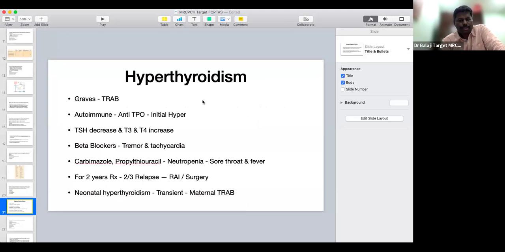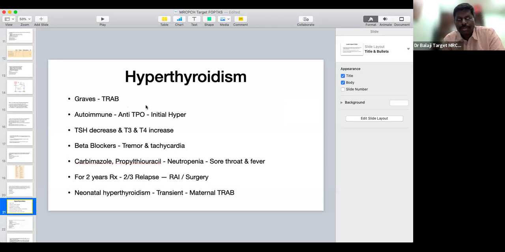Okay, before going on, we will just go through a few points on hyperthyroidism. The commonest is Graves' disease, which is antibody mediated. What is the antibody? It is the TSH receptor antibody, which we call TRAB. The TRAB antibody is very significant for Graves' disease. Similarly, autoimmune thyroiditis can also cause it. Anti-TPO antibodies are found in autoimmune thyroiditis, that is, Hashimoto's thyroiditis.